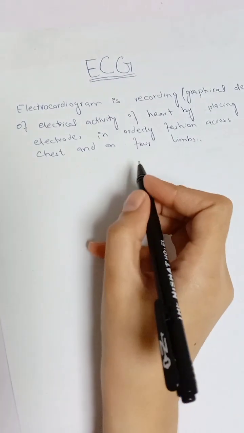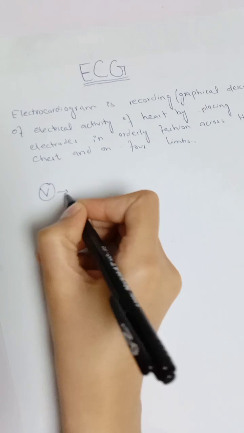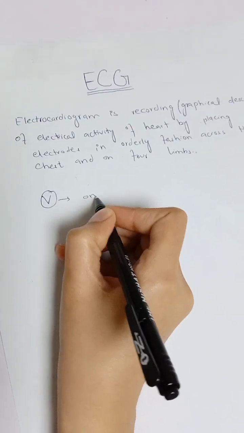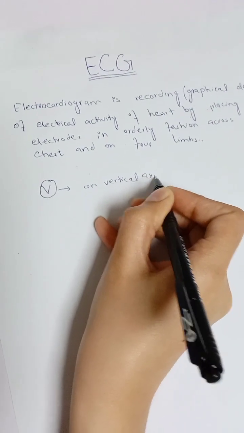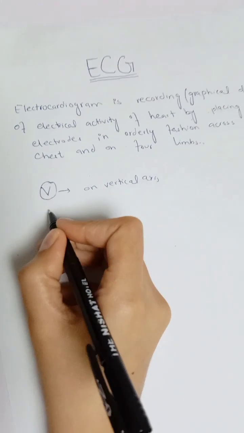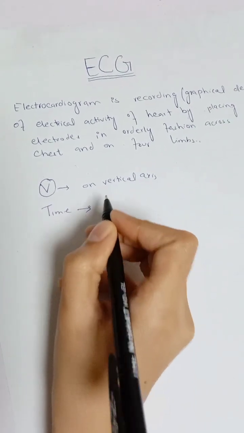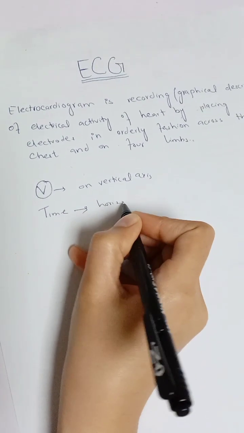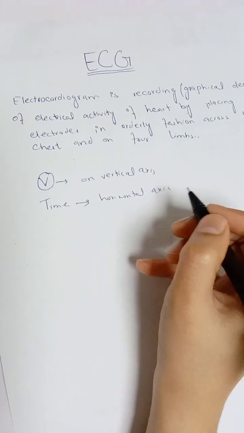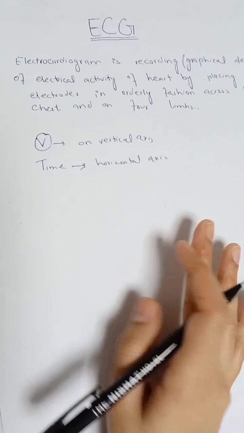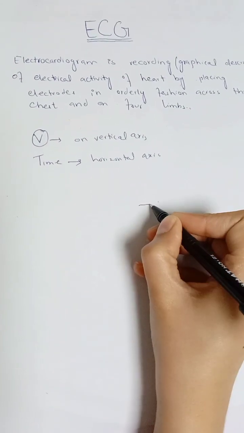On ECG, voltage is presented on vertical axis and time is presented on horizontal axis. In this diagram you can see normal ECG.